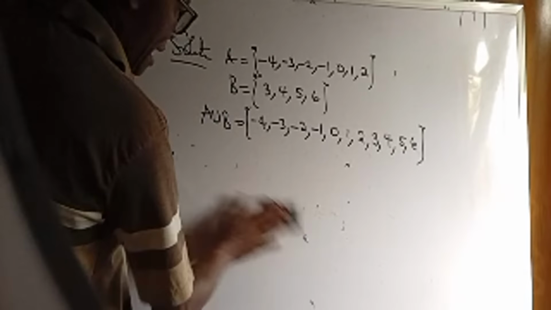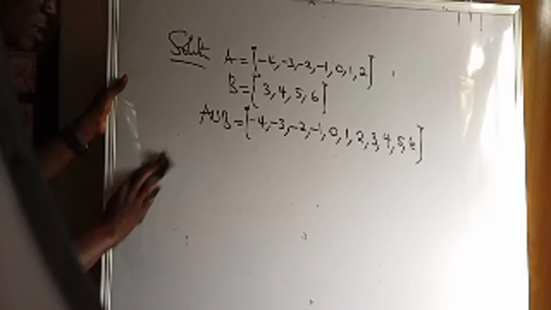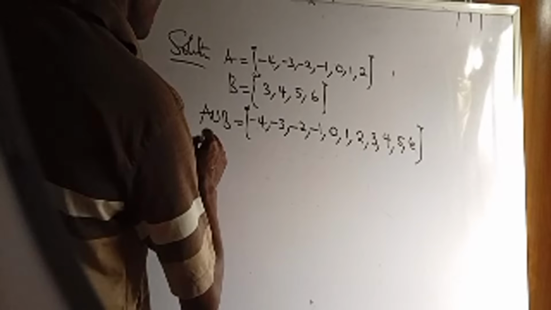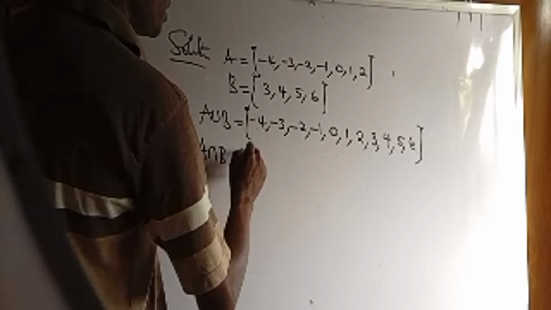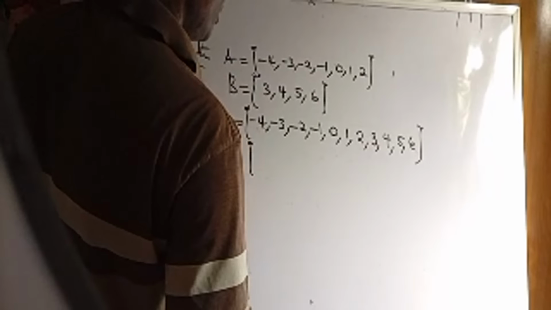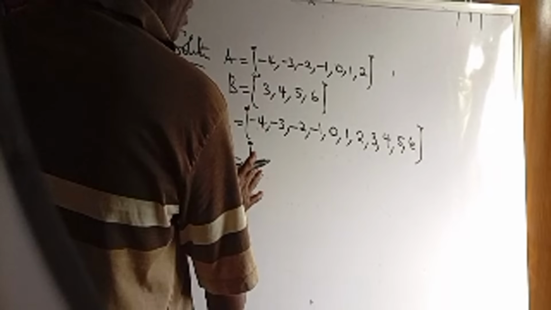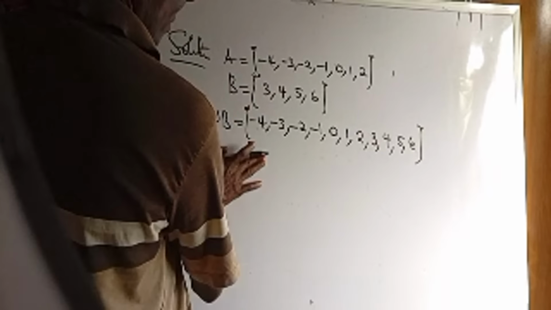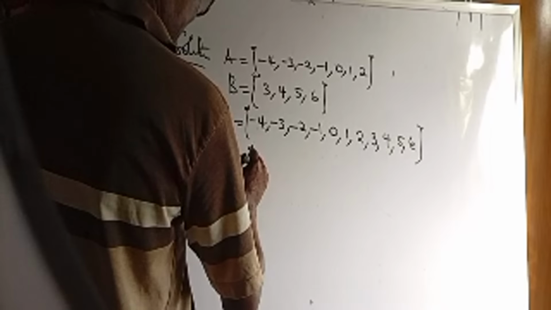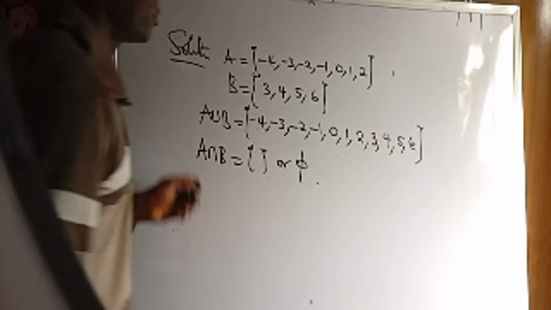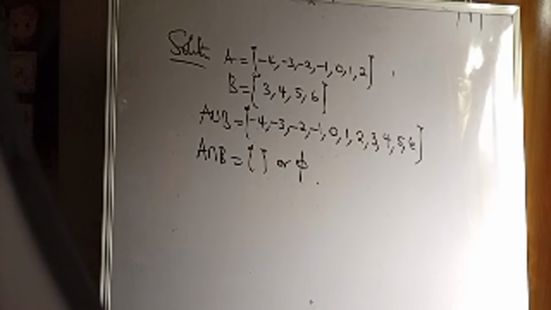Now, what about A intersection B? A intersection B will be the elements that are common. Do they even have common elements? Unfortunately, there is no common element, so you can write an empty set like this, or this symbol. So there are no common elements in the sets. So that is that about that set.